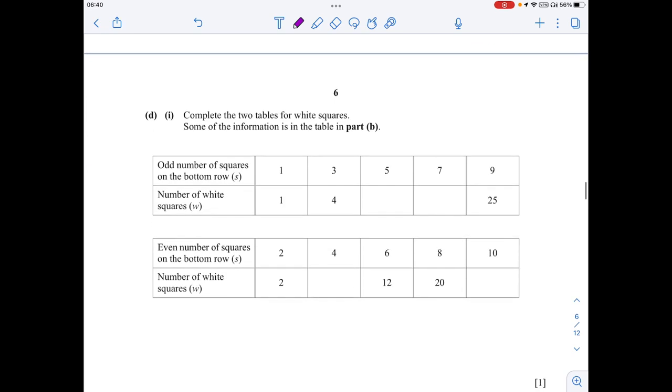Next, complete the two tables for white squares for the same information. So when we see from that one, 1, 3, it is 1, 4, 9, 16, 25, and number of white squares, it should be 2, 6, 12, 20. So what should be the pattern over here? We can see that the pattern is, the addition is 4, addition is 6, addition is 8, so it has to be 10, so it becomes 30.